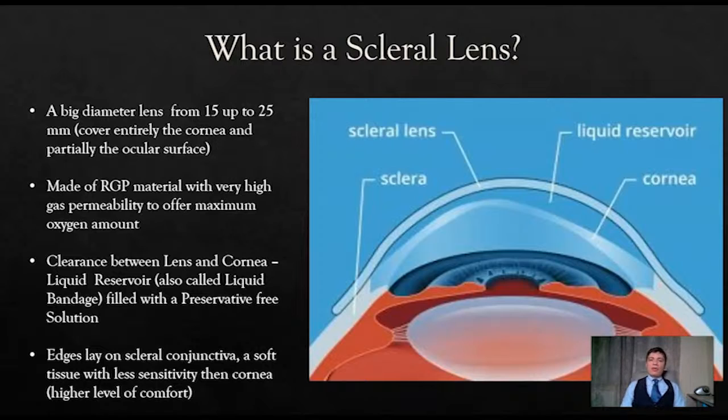This kind of lens is made of RGP material with very high gas permeability to offer the maximum oxygen amount to the corneal tissues. The lens is not fitted directly on the cornea, but there's a clearance between the lens and the cornea. This space is called the liquid reservoir, also called liquid bandage, and it's filled with a preservative-free solution. The edges of the lens lay on the scleral conjunctiva, a soft tissue with less sensitivity than the cornea. Because of this, we have a higher level of comfort.